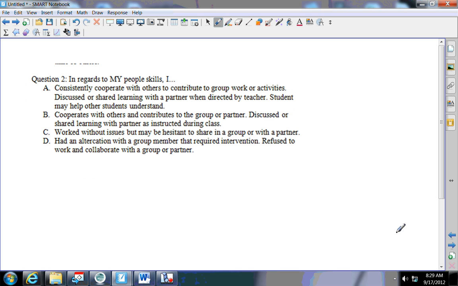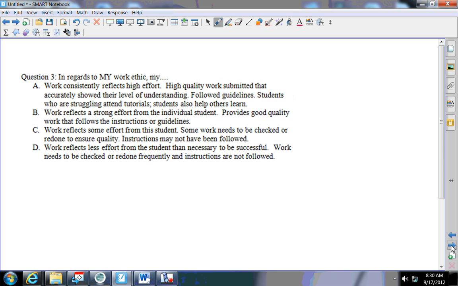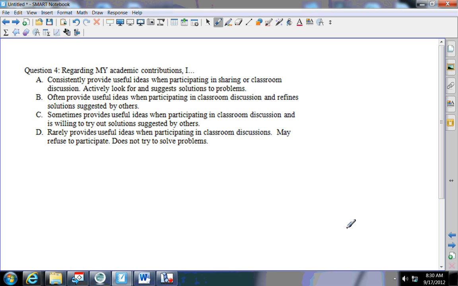The second question I'll be asking is in regards to my people skills. Which one of these are you doing? You can pause that video and read all those for A, B, C, and D. The third thing I'm looking at, work ethic. Pause that video and go through and read this to see what I'm looking at, what my guidelines and standards are in class. Question 4, same thing.